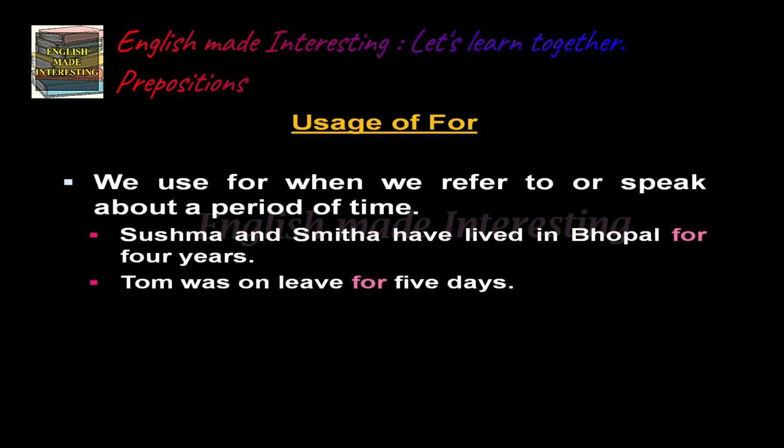Now, on to usage of for. We use for when we refer to or speak about a period of time. Sushma and Smita have lived in Bhopal for 4 years. So it talks about a period of time, that is 4 years. That is when you use for as a preposition. Tom was on leave for 5 days. So that's the period, for 5 days.